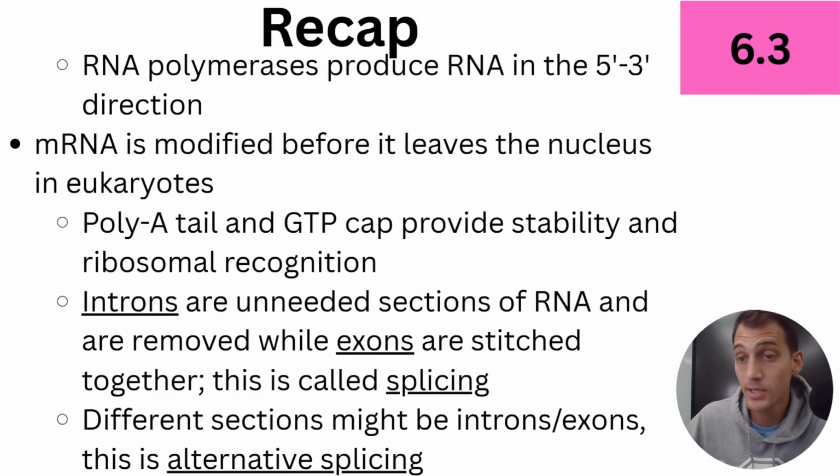And gene expression happens simultaneously. Transcription and translation happen at the same time in prokaryotes, but we'll talk about that later too. The poly A tail and the GTP cap provide stability and ribosomal recognition for that modified mRNA, so it can be sent to the right place and is not broken down. Introns from a pre-mRNA are cut out and removed, or excised, while exons are stitched together, and that's what's called splicing. Depending on what's an intron and what's an exon, you could get different mRNA transcripts, and that's called alternative splicing, and that might come back later on in this unit.